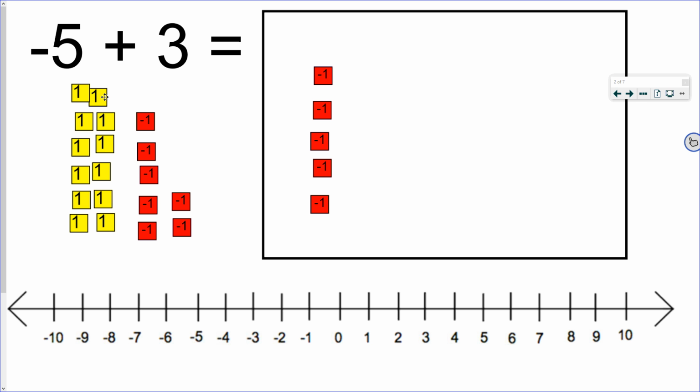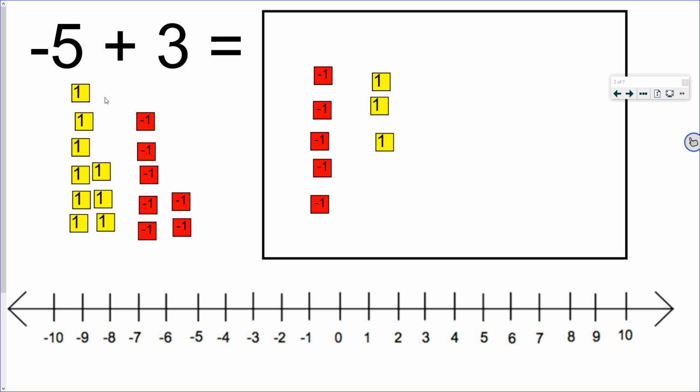But we also are adding 3 positive integers. So let's take those over. 1, 2, 3. Now, the difference between this and the first one is that we don't have all the same type of integer. In the first problem, we had all positives. In this problem, we have a negative and a positive. Therefore, we have to determine which one of those do we have more of.